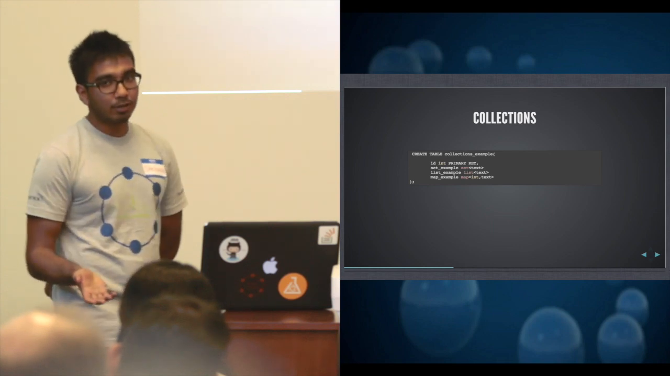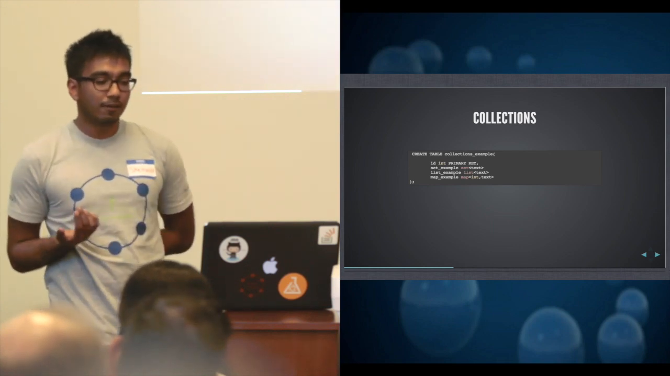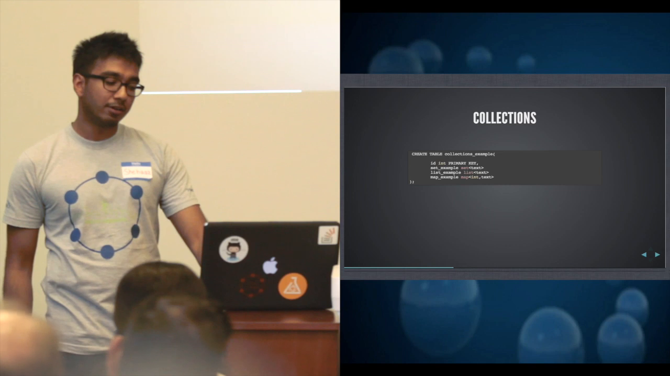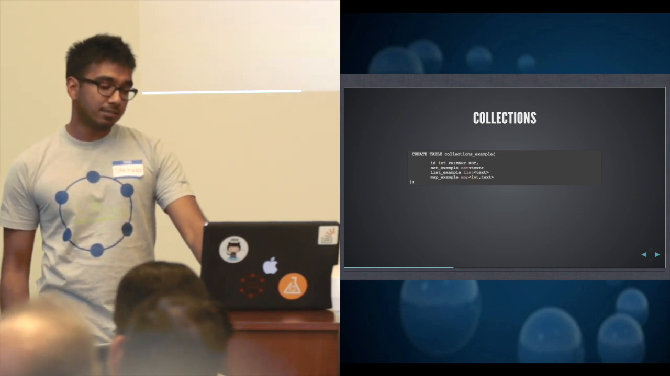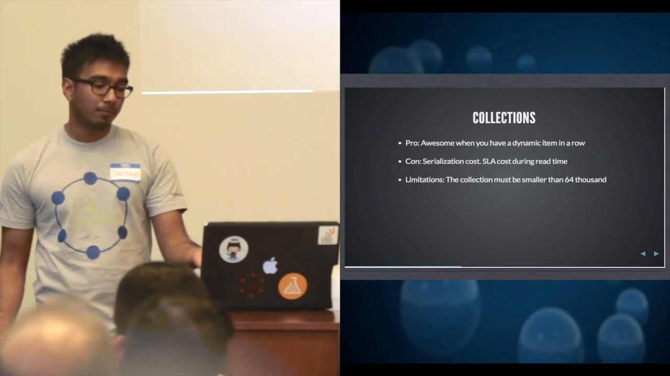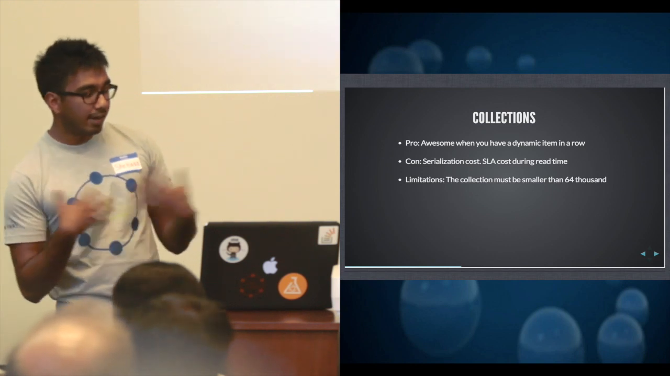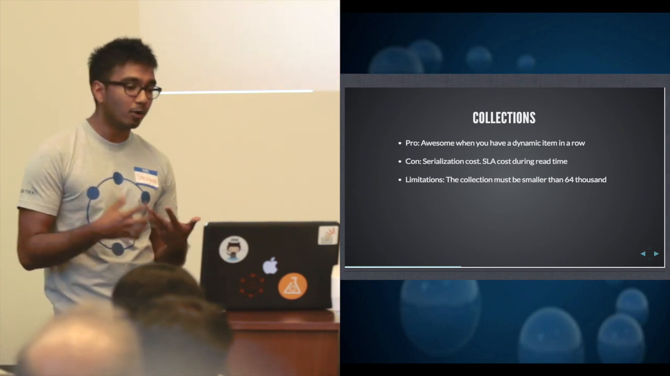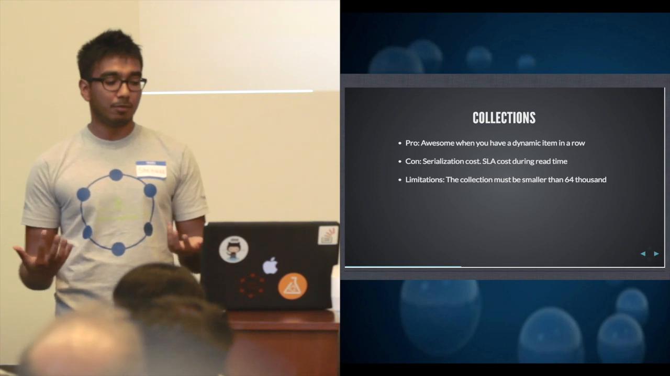Now let's talk about collections really quickly. Like John mentioned this morning, really he didn't give an example, but let's talk about set, list, and map, and what's great about them. You can have a dynamic item in a row, so a user could have email 1, email 2, and you could have a list of emails.